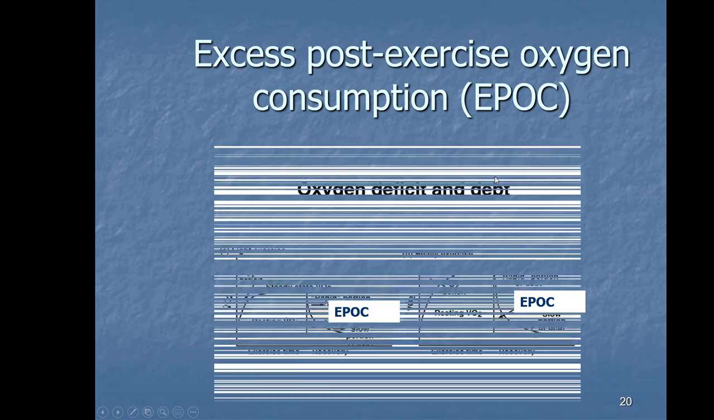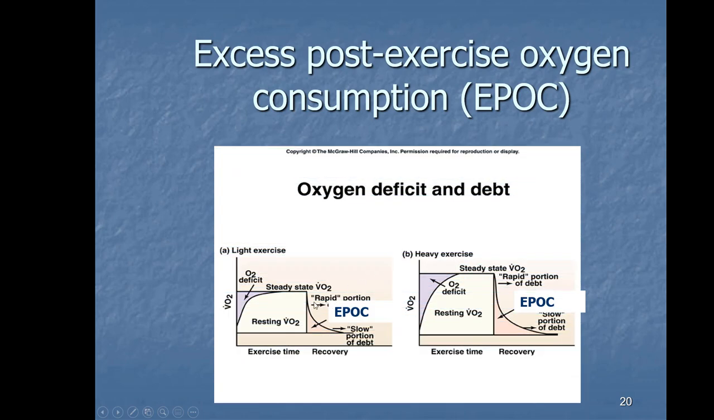And then after exercise, oxygen consumption decreases as you would expect, but it doesn't immediately drop back down to resting levels. It decreases in this curvilinear fashion. And that curvilinear decrease is dependent on exercise intensity, as you can see, comparing light to heavy exercise, and also duration. So generally speaking, it takes longer for it to decrease after higher intensity or longer duration exercise.